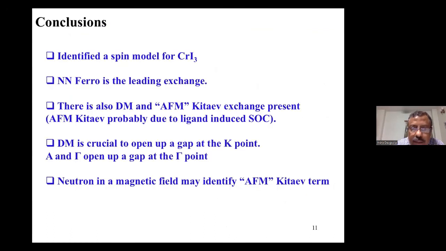This brings us to the conclusions. We have identified a spin model for chromium iodide. Nearest neighbor exchange interaction is dominant, and it is a ferromagnetic exchange interaction. There is, of course, a DM term, and importantly, an antiferromagnetic Kitaev term is present. This antiferromagnetic Kitaev is probably due to ligand-induced spin orbit coupling. DM is crucial to open up a gap at the K point, and A and gamma open up a gap at the gamma point. And neutron scattering in a magnetic field may identify the antiferromagnetic Kitaev term. Thank you for your attention.